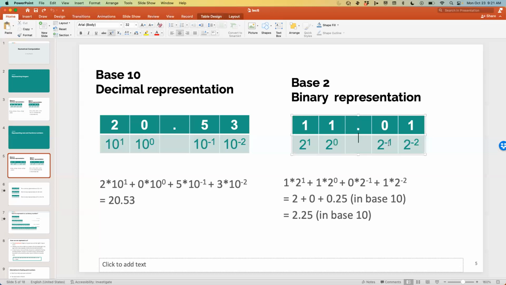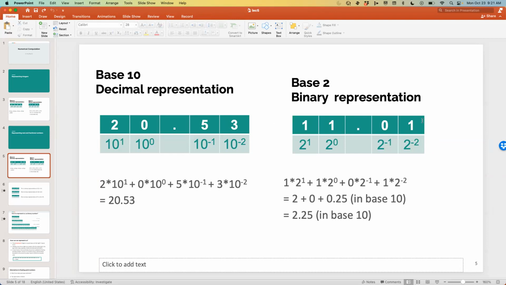After the decimal, the exponent will again be minus 1, so it will be 2 to the power minus 1, 2 to the power minus 2. And if there is a subsequent digit, it will be multiplied by 2 to the power minus 3. So let's compute this. This is in the binary representation form.